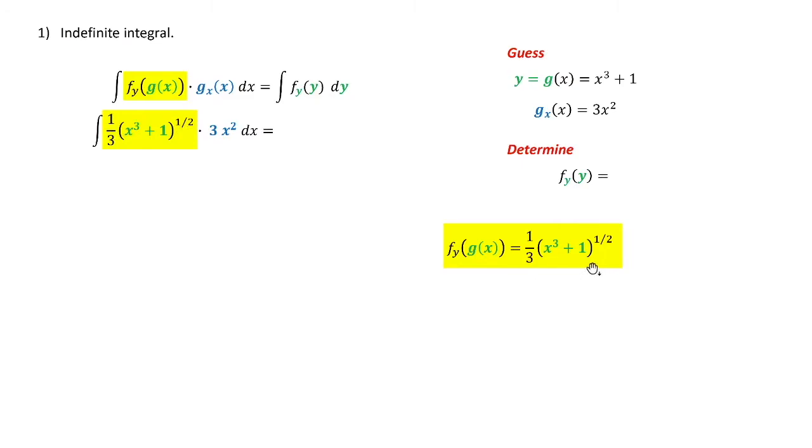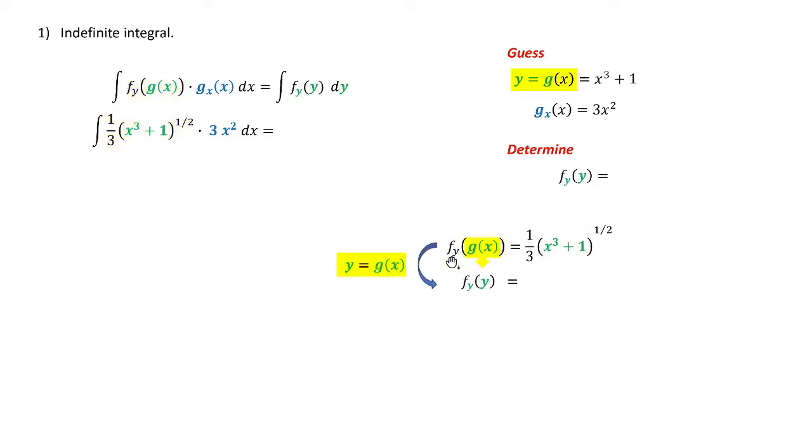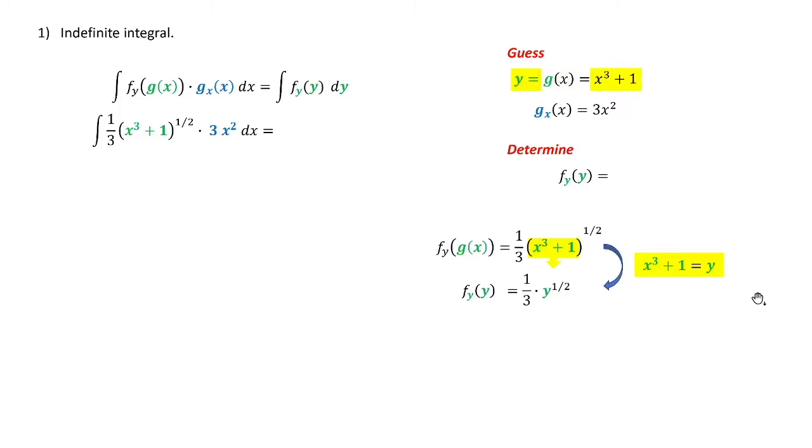So once we have this identified, we have to just simply use our data here and convert everything to the variable y, right? Because I want fy of y. Change the variable. Now, on the left side, y equals gx, so that's a straightforward substitution. And notice on the right, that's a straightforward substitution too. Y equals x cubed plus 1. And that's my function fy of y.